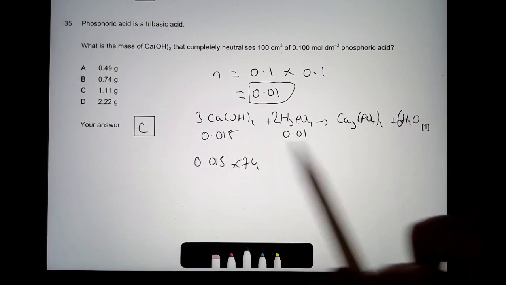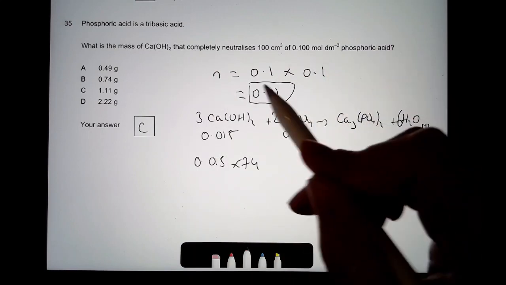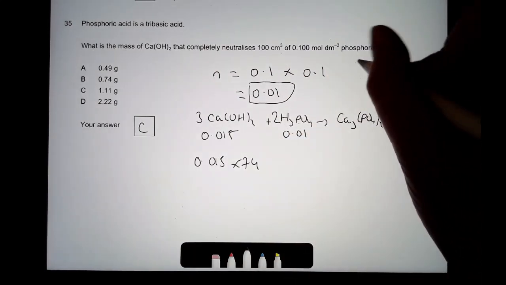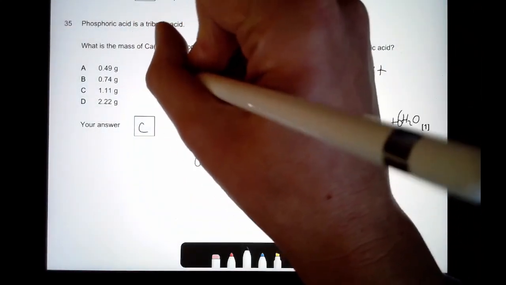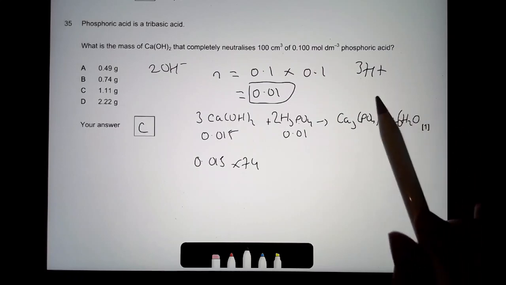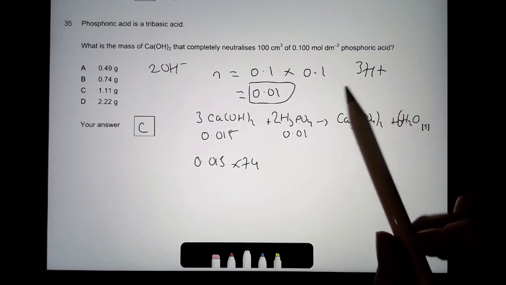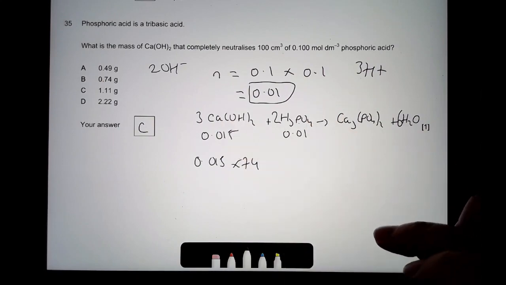You could get away without writing out the full equation, okay? Because the parts of the molecules that are going to react, they tell you it's tribasic. So you know you've got 3 H pluses, and you can see in the formula here you've got 2 OH minuses. So even without working the whole thing out, you can see how many moles of the hydroxide you are going to need.